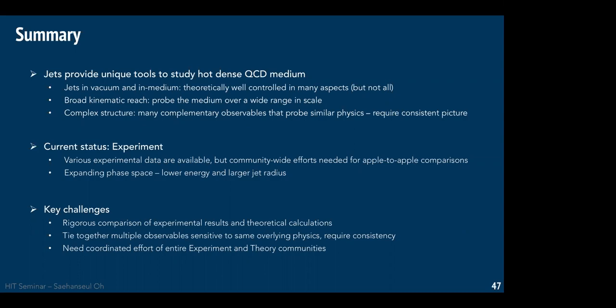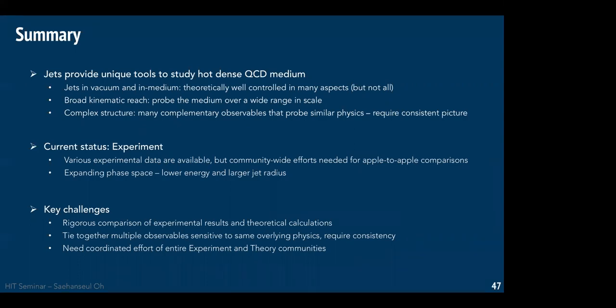And I talked about the current experimental status of the jet measurement in heavy ion collisions. So various experimental data are available right now, but community-wide efforts are needed for apples-to-apples comparisons. And also, we are expanding our phase space into even lower jet energy or lower jet momentum and larger jet radius. And I think they are a very interesting way to further extend our knowledge. But still there are some key challenges, and I think they are written here.